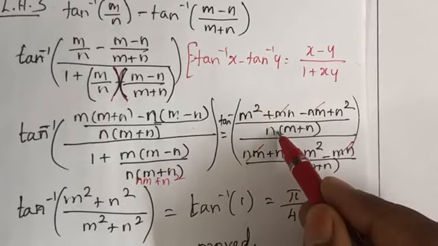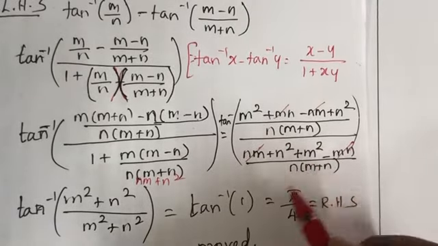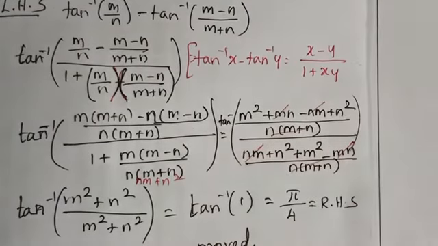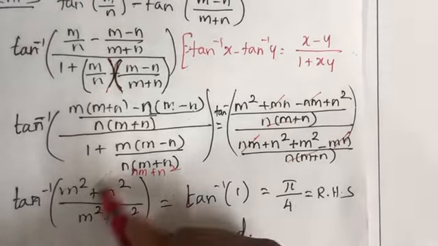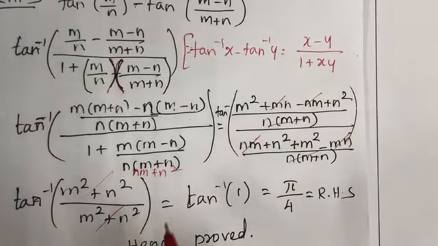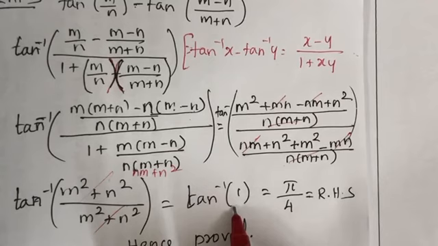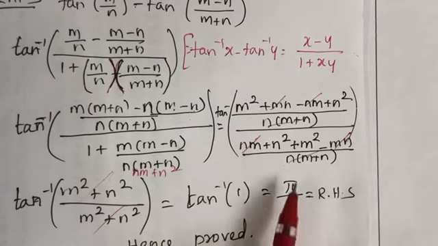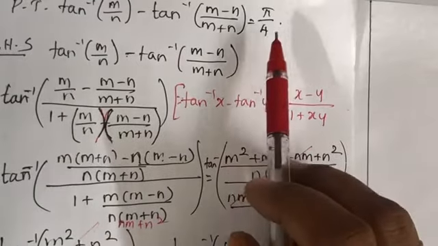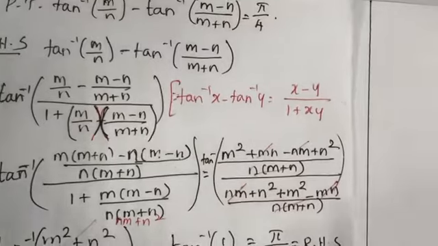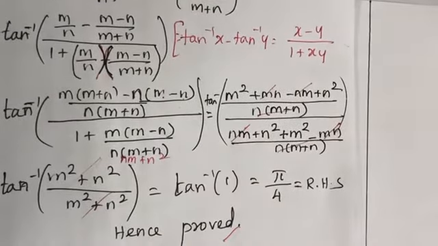Here as well in the denominator, n into m plus n is common, so the denominator also will get cancelled. So, tan inverse of m square plus n square divided by m square plus n square, the leftover terms. So, m square plus n square will get cancelled, that is tan inverse of 1. What is tan inverse of 1? Tan of what value gives 1? It is pi by 4, that is 45 degrees. So, 45, that is our pi by 4. We have to prove that only. Okay, so pi by 4, that is our RHS. Hence, we have proved the result.